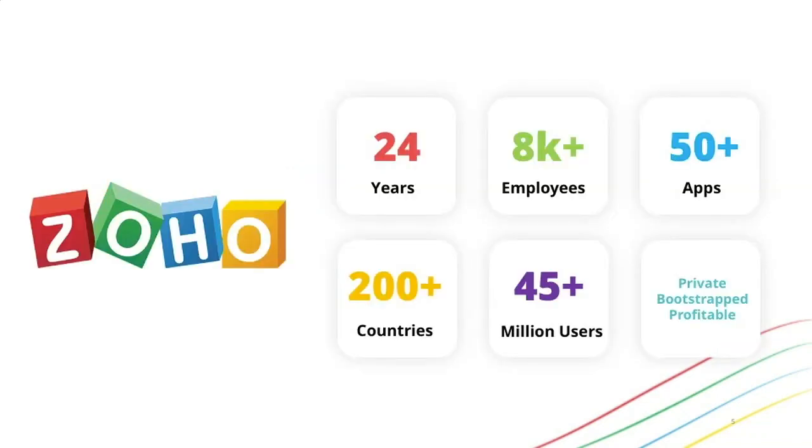So we are a software as a service company, and we've been in the industry for about 24 years, since 1996. We have a headquarters in Austin, Texas. We have one in Pleasanton, California, near San Francisco. We also have a huge office in Chennai, India, and multiple offices globally. We have over 8,000 employees, over 50 different business software applications. We're present in over 200 countries, and we have over 45 million users worldwide.